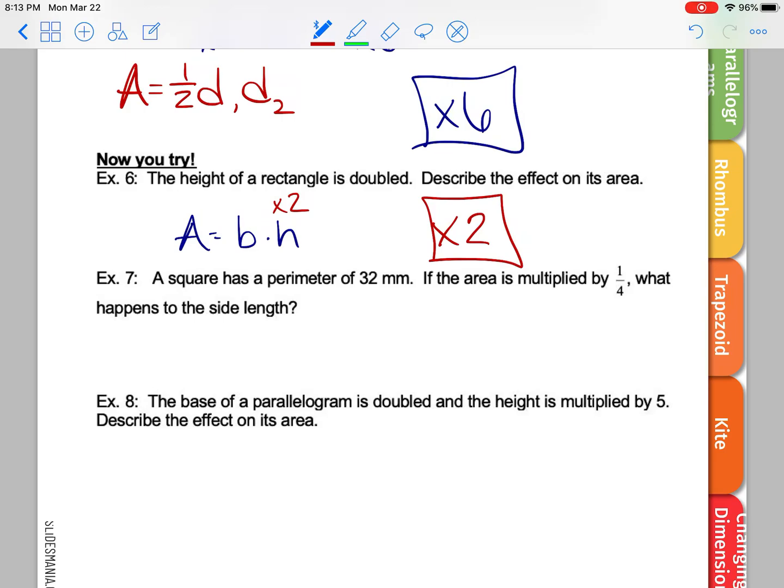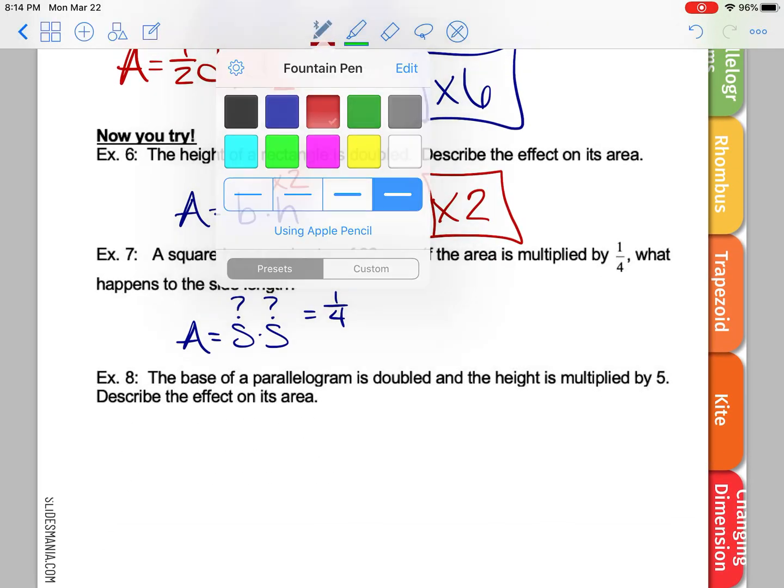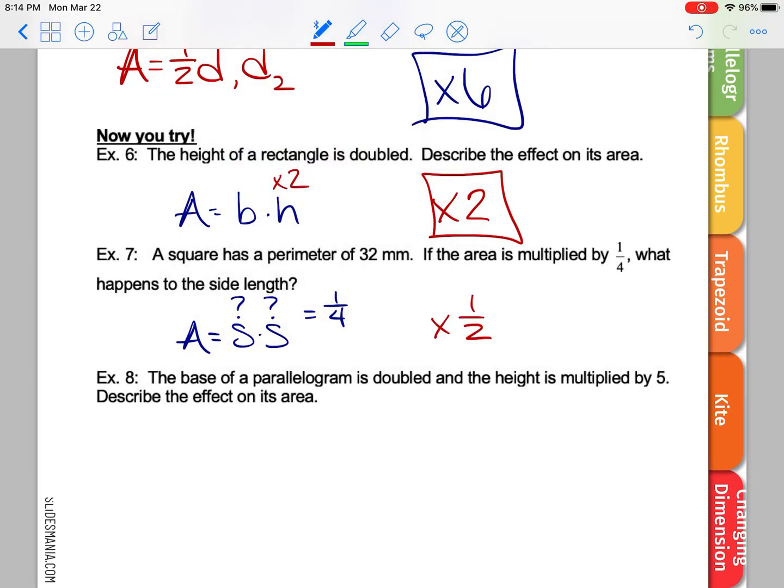Okay, next one is a square. So always pay attention to what shape you're working with first and write that formula down. So area of a square is side squared, so side times side. They want us to change the area by 1/4, which means it's not 1/4 over the s's, it's what equals 1/4. This is a lot like this question up here. It's basically the same exact answer. So it should be times 1/2 because 1/2 times 1/2 gives you 1/4.